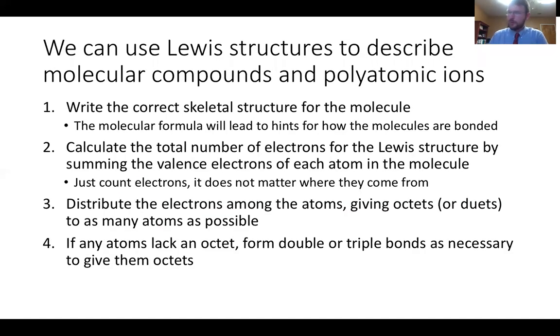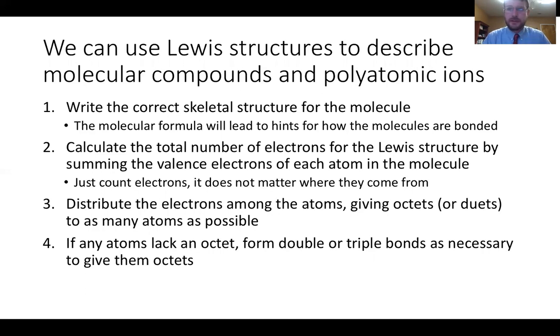So here are the rules we need to learn before we can start making Lewis structures. The number one rule is we need to write the correct skeletal structure for the model. What I mean by that is we take the molecular formula, and actually 1 and 2, to be honest, are probably switched. I think your book presents it this way, and in mine I present it the other way. The molecular formula usually tells us how the skeletal structure is supposed to be.